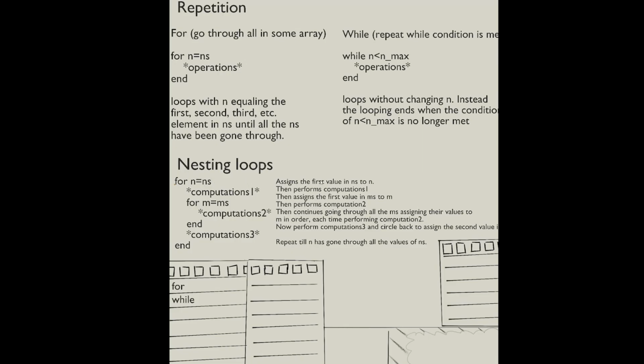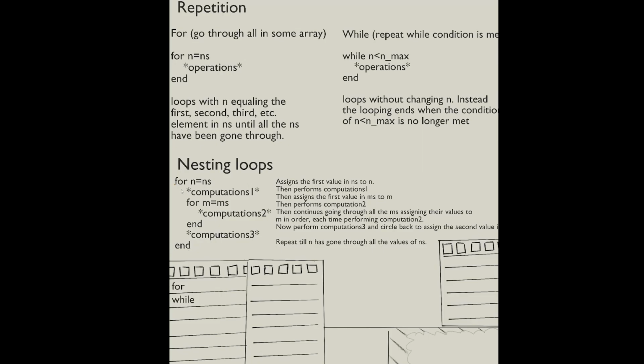So first, this will assign the first value in n's to n, then it will perform computations 1, then it will assign the first value in m's to m, then perform computations 2, and then we'll go back, because it's a loop. It will do computations 2 the first time, circle back, m will now equal the second value in m's, then it'll do computations 2, circle back, m is the third value in m's, computations 2, circle back until all the m's have been gone through. Then with the last value of m and the first value of n, you do computations 3.